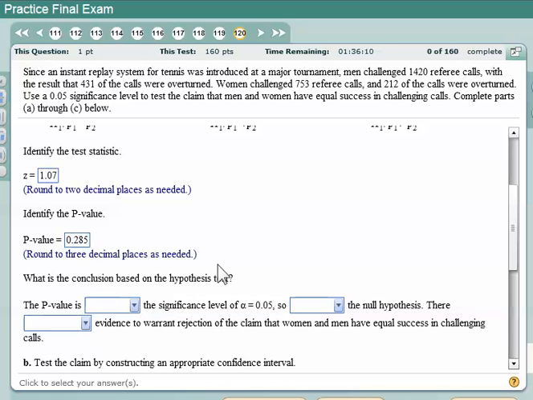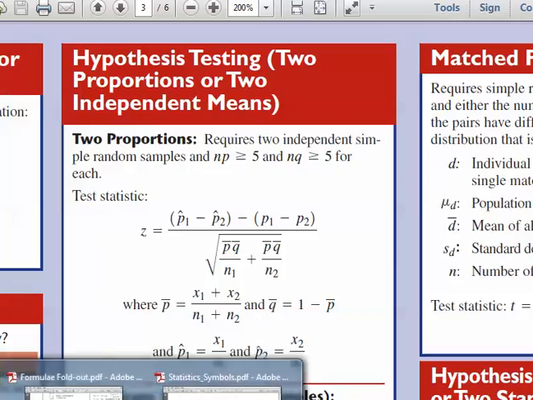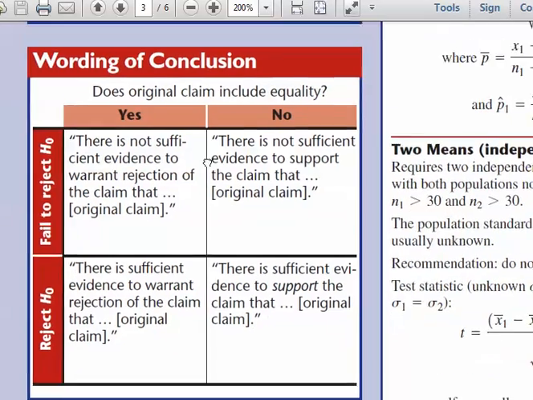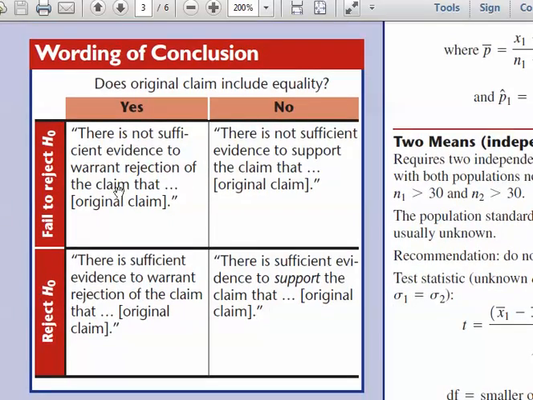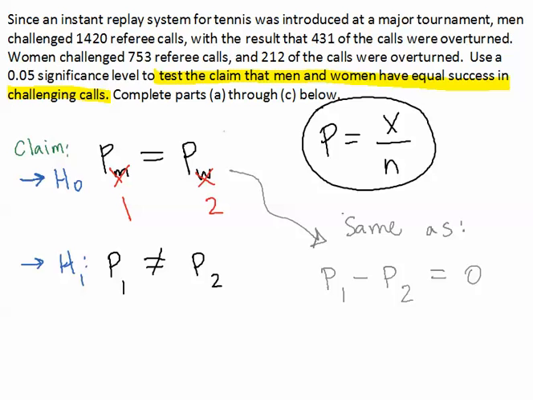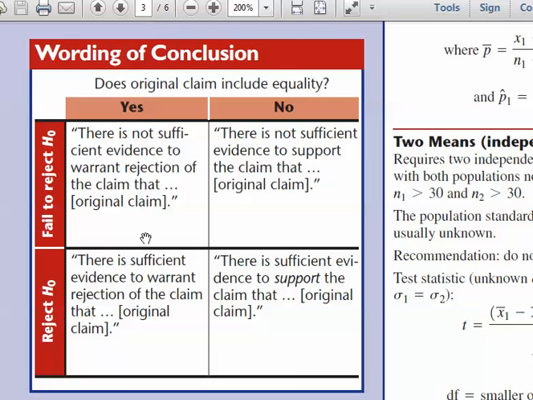All right, so what's the final conclusion using the hypothesis test? Well, that is done pretty well if you use this wording. We ask ourselves, does the original claim contain the equality? Well, yeah, the claim was the equality, that there was no difference between them, that they had equal number of successes when they challenged it. So yes, we're going to go down this column. And then, did we reject or fail to reject?